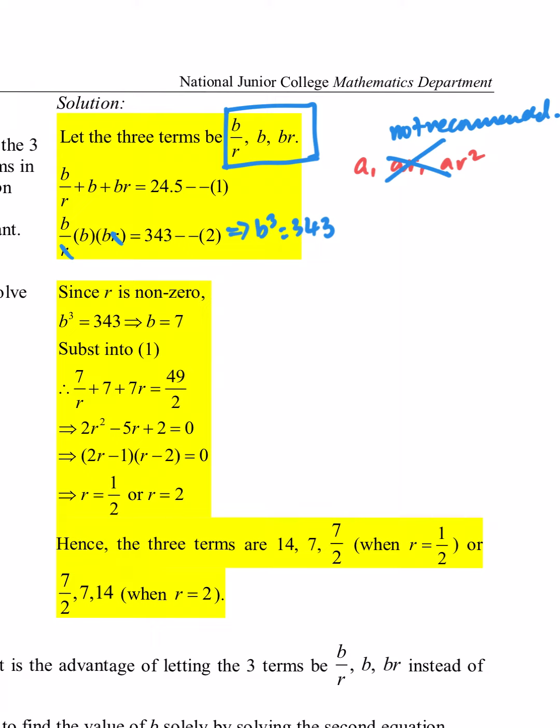We can form the other equation by taking the sum of the 3 terms to be 24.5 and solve the 3 equations simultaneously. Now, while solving, we obtain 2 values of R, where R is half or R equals 2. Since both values are acceptable, when R is equal to half, our sequence will be 14, 7, and 7 over 2. When R is equal to 2, then the 3 terms of the sequence will be 7 over 2, 7, and 14.